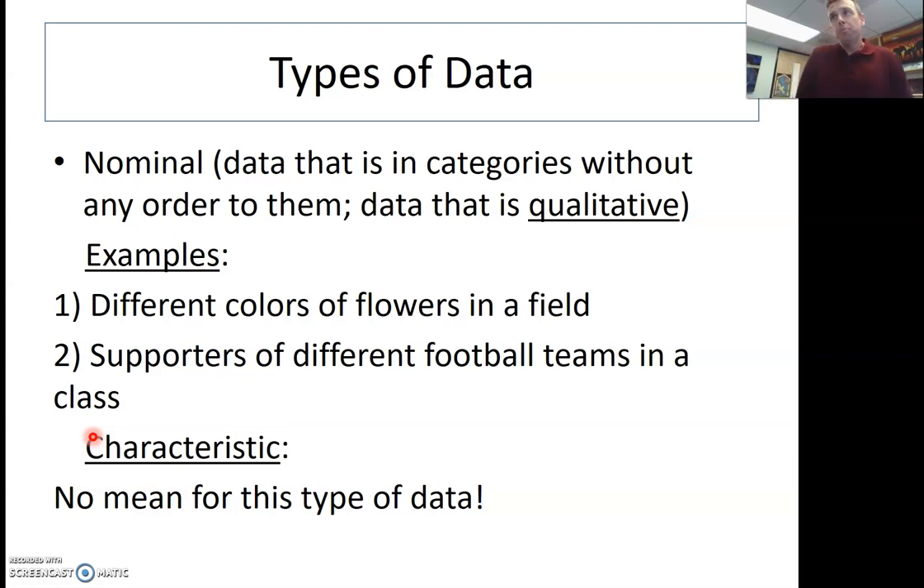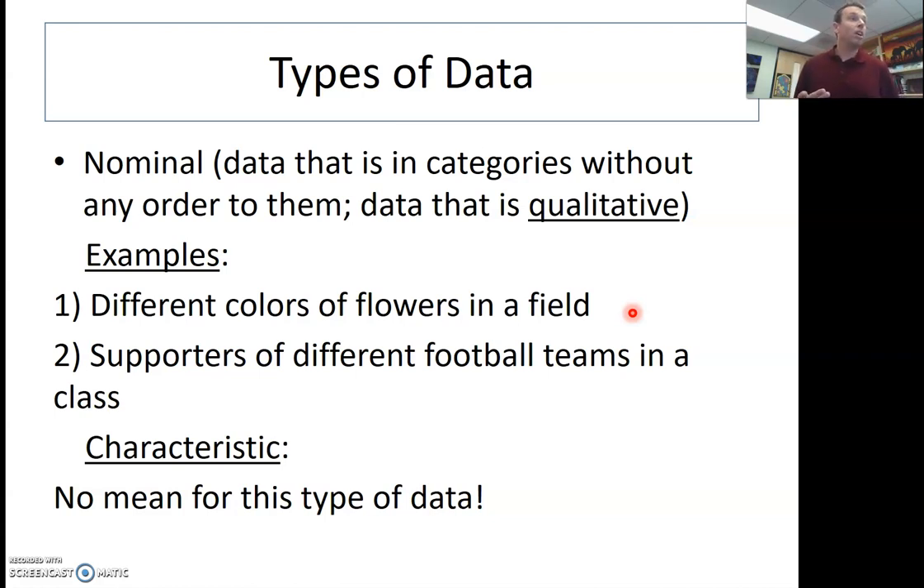So nominal data is basically any data that is categorical but doesn't have an order. All right? So in other words, this really is data that's qualitative. So examples of this are different colors of flowers in a field. So you can have 8 green flowers, you can have 8 red flowers, you can have 16 yellow flowers. You're putting numbers, but you're basically categorizing them. They are either yellow, blue, green, red. It's a category.